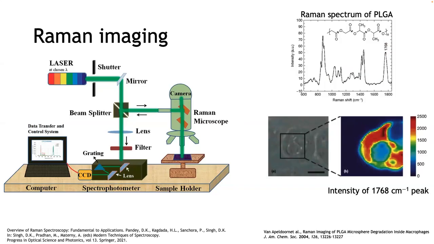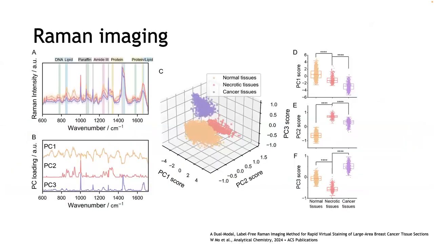Now, in this application, this image works because we have something that's very simple. It's a single cell that has internalized this very specific molecule, a nanoparticle that contains PLGA. So it's very easy to map this one specific peak. However, real samples, tissues, they are much more complicated. So we need to do a little bit more advanced methodologies.